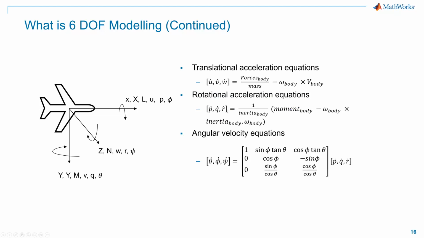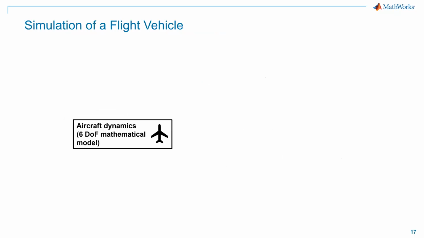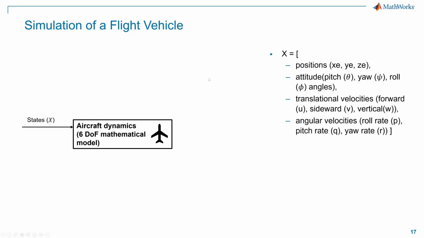Now that we understand what six degree of freedom modeling is, let's move forward and simulate a flight vehicle. We have the aircraft dynamics from the six degree of freedom mathematical model, so what else does it need? It needs the information about the aircraft's current states. The states include the position of the vehicle, which may be XE, YE, ZE, the attitude, which is pitch, yaw, and roll angles, and then the translational velocities and angular velocities.